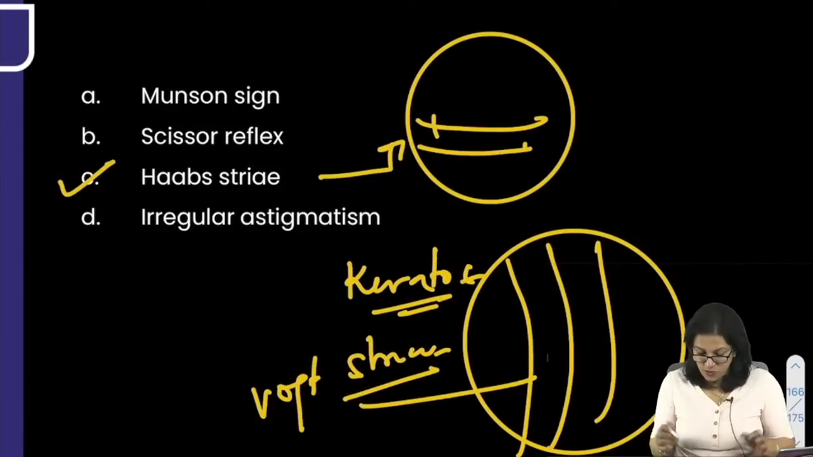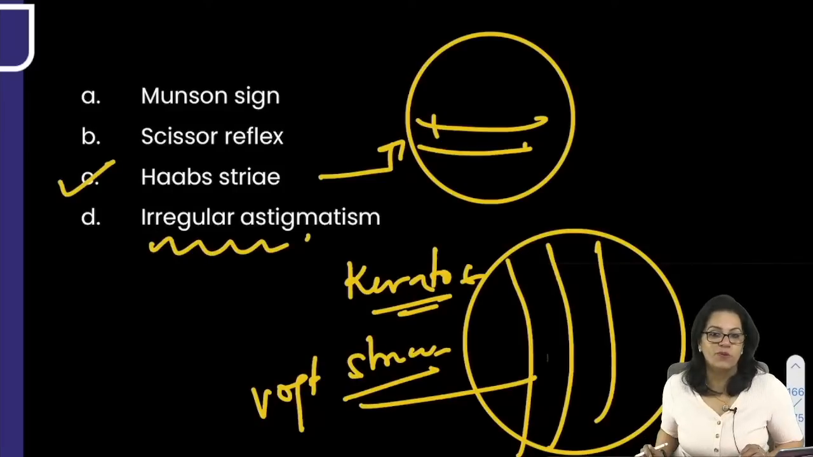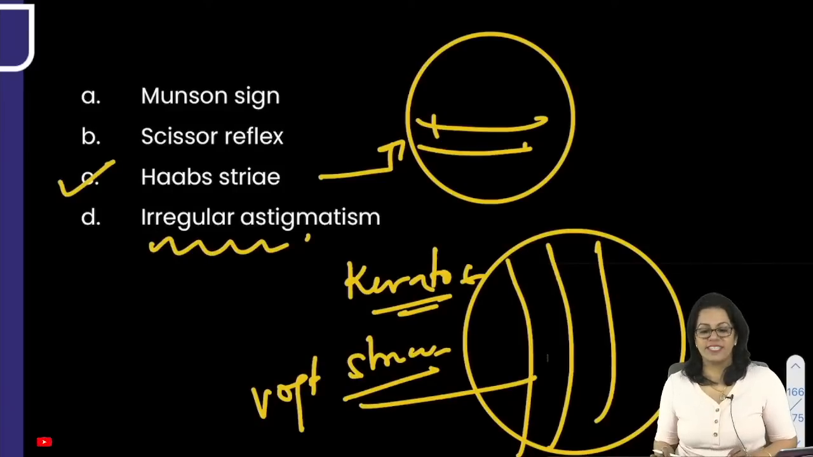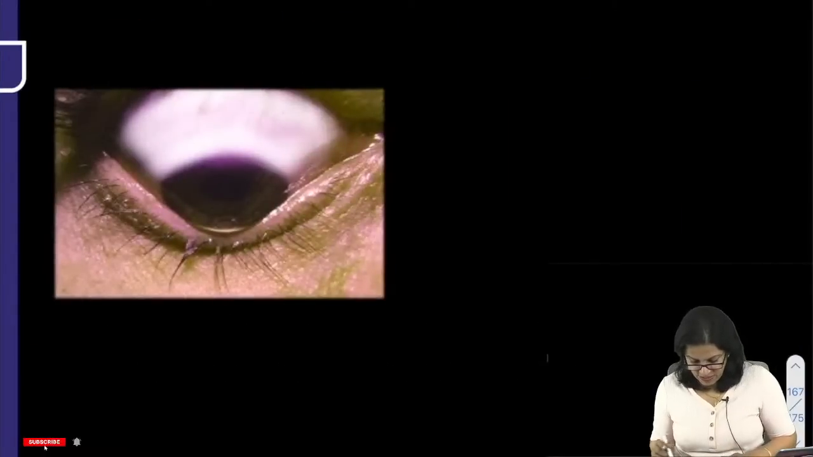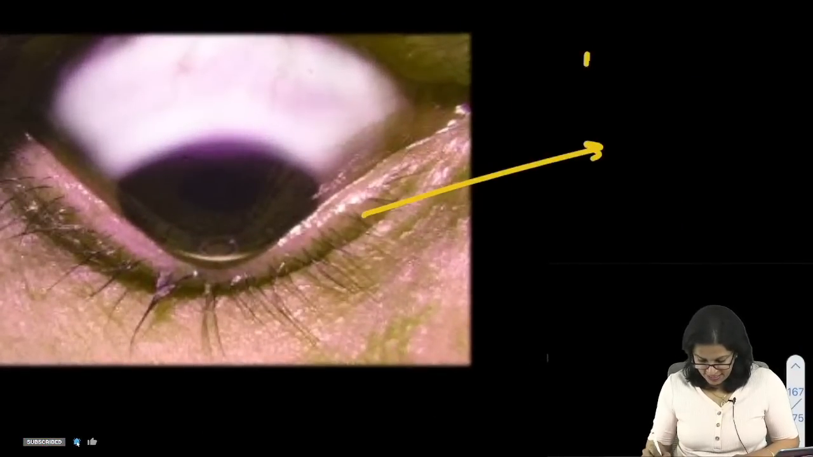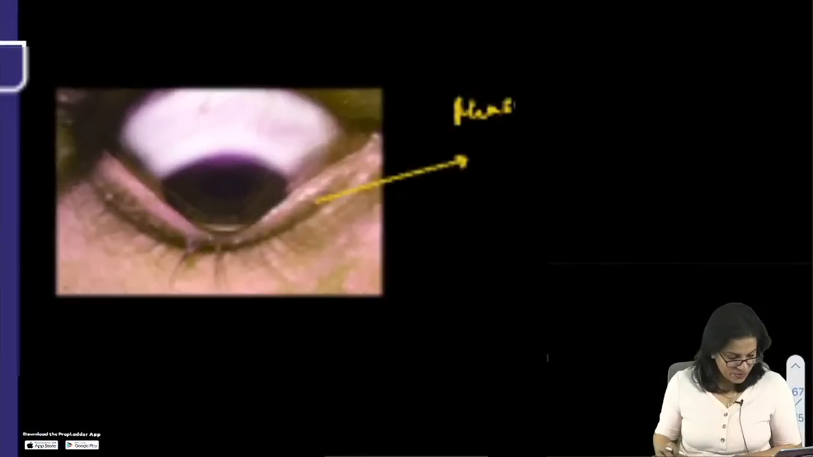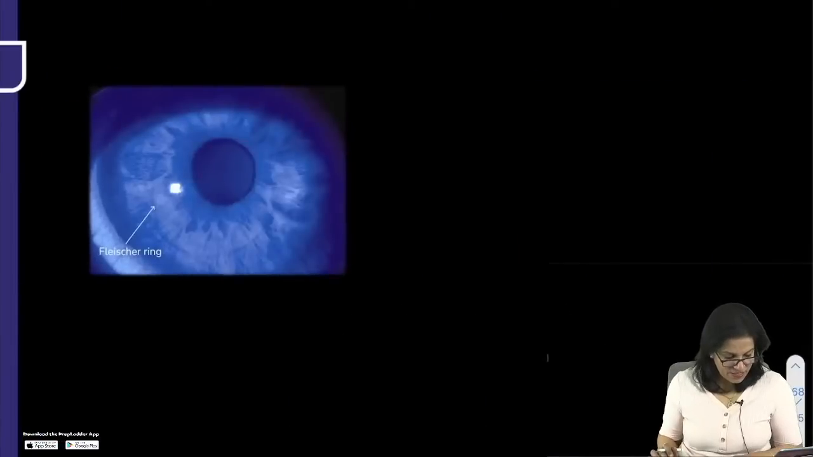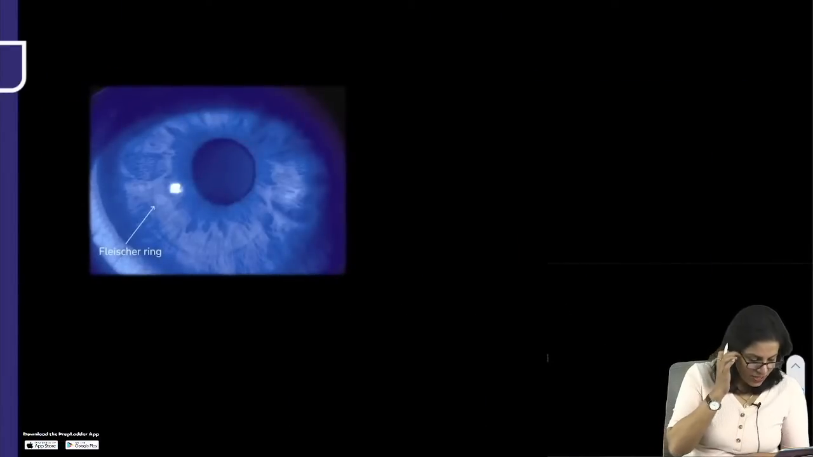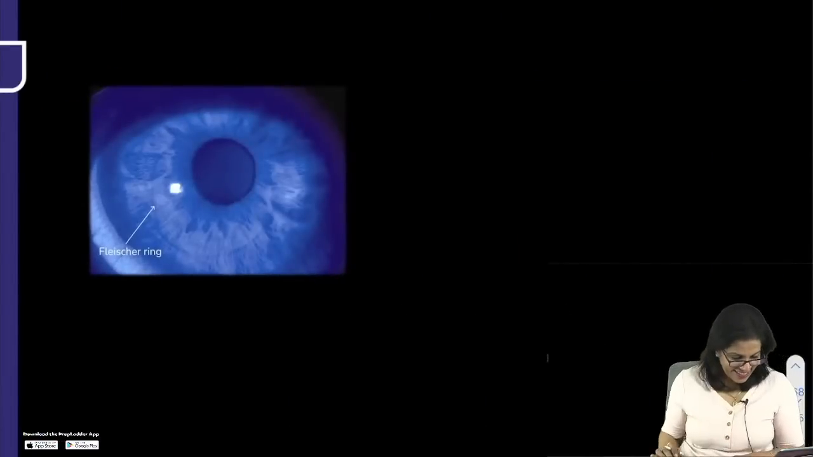And of course, keratoconus causes irregular astigmatism. We all know that. We'll talk about astigmatism in tomorrow's session. Okay. So this is your Munson sign, right? We all know this in keratoconus. Yes, very good, Sarika, Neelam. It is congenital glaucoma. Yes, all of you have answered correctly.